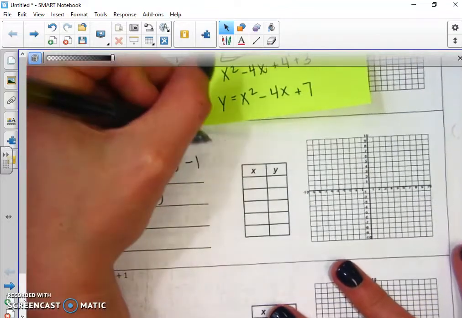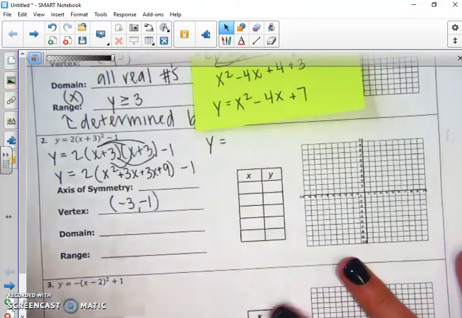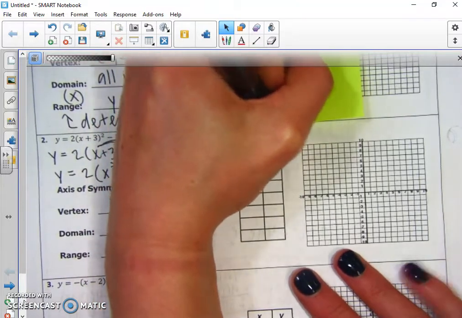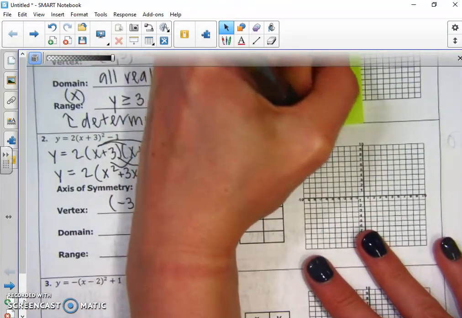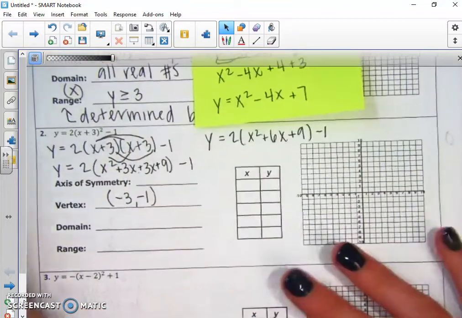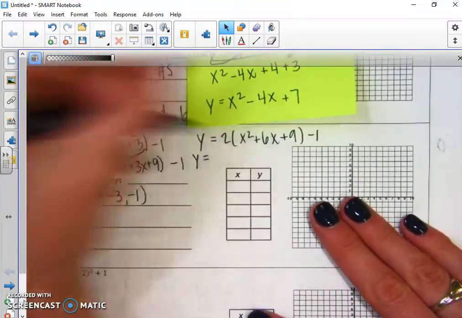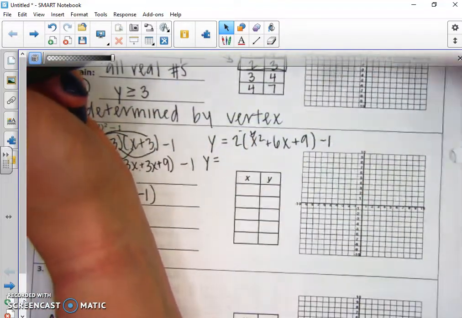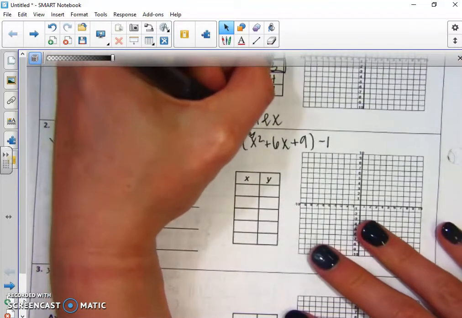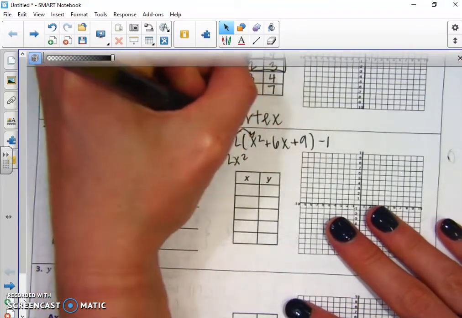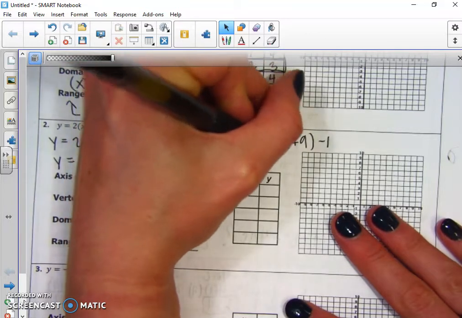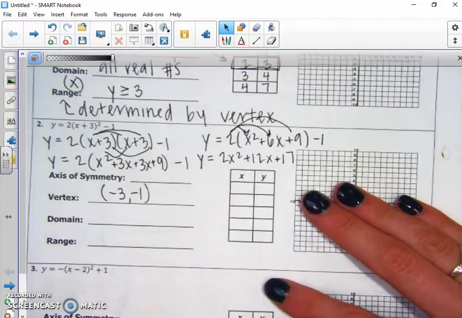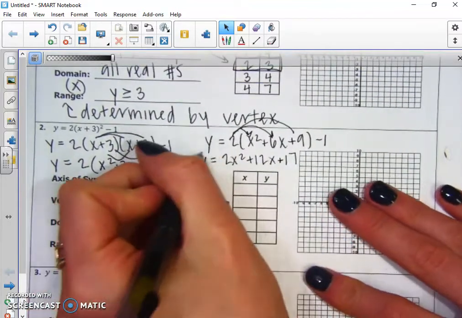All right, so I'm going to take my work up here. I've got 2 times x squared plus 6x plus 9, all of that minus 1. We have to distribute this 2 to every single part of the polynomial. So 2 times x squared gives us 2x squared. 2 times 6x gives us 12x. 2 times 9 is 18, minus 1 gives us 17. So there is our equation in standard form.